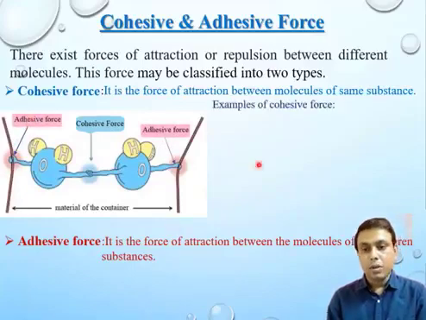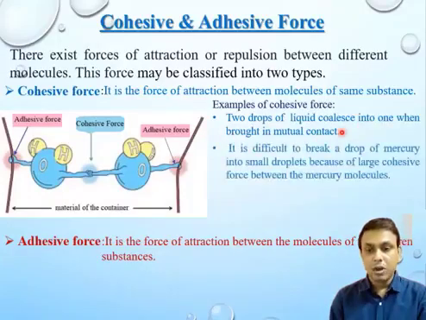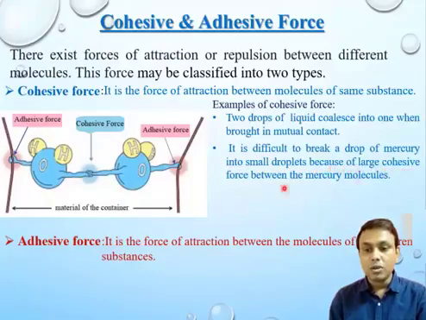Now, some examples based on cohesive force. We know that two drops of liquid coalesce into one when brought into mutual contact. Similarly, we know it is very difficult to break a drop of mercury into small droplets. This is also due to the large cohesive force between the mercury molecules.